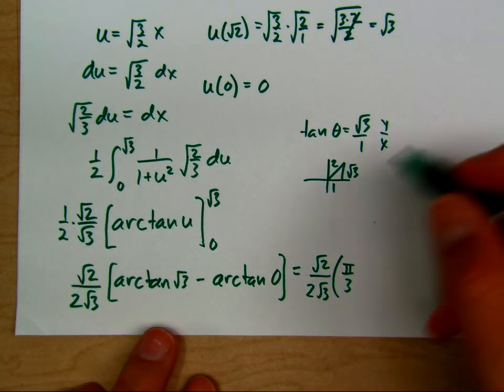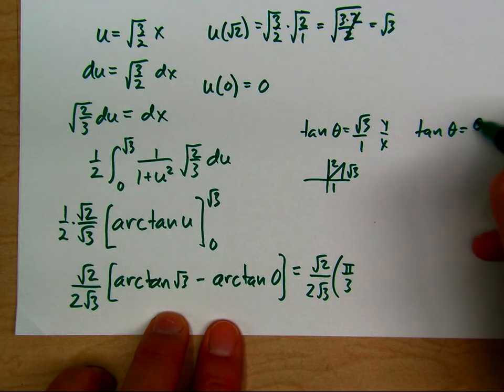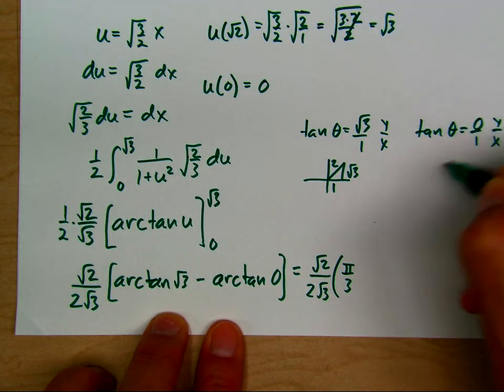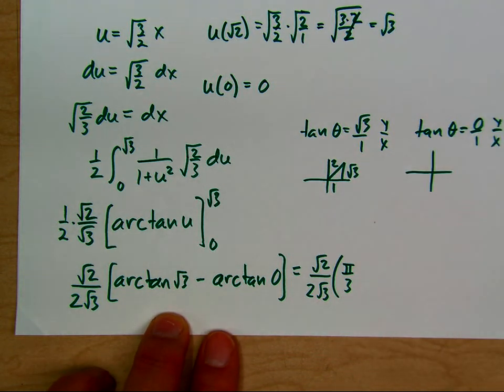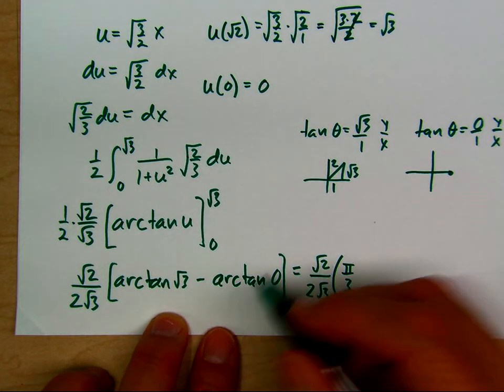And we have to do arctangent of 0. Tangent of some angle equals 0. Where do we have a y value of 0? That's going to be here. So the angle is 0. Arctangent of 0 is 0.